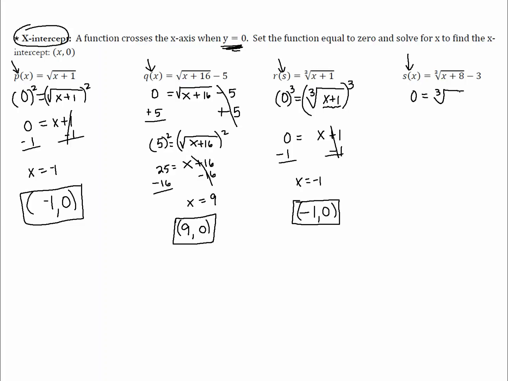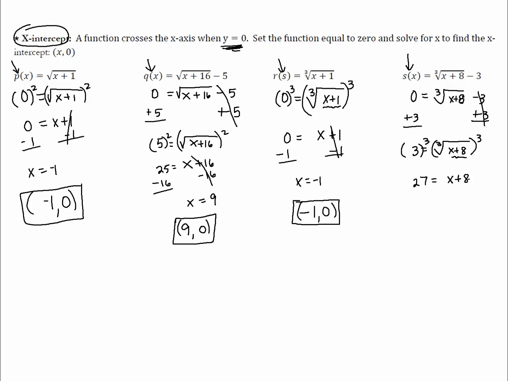Cube root of x plus 8, minus 3. We have to get rid of the minus 3, so we have to add 3 to both sides. We have 3 equals the cube root of x plus 8. And since we have a cube root, we have to cube both sides. And we got 27 equals x plus 8.